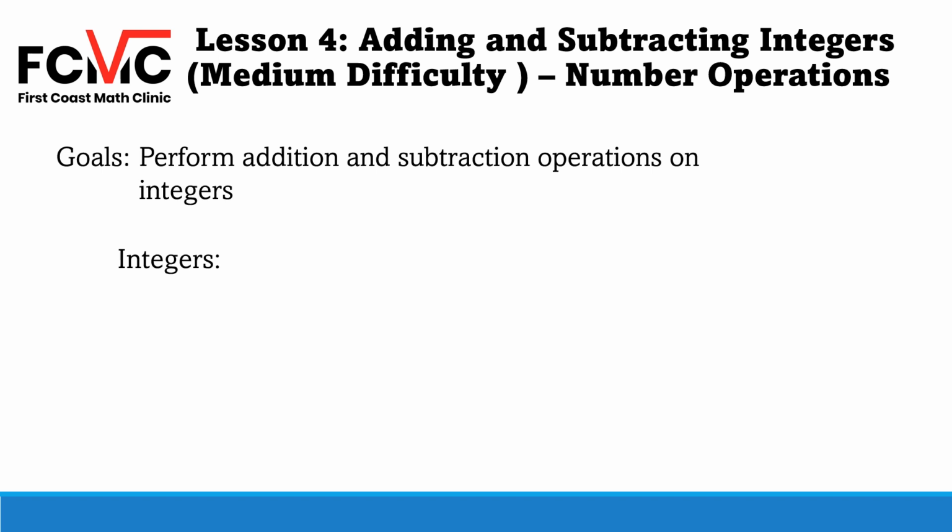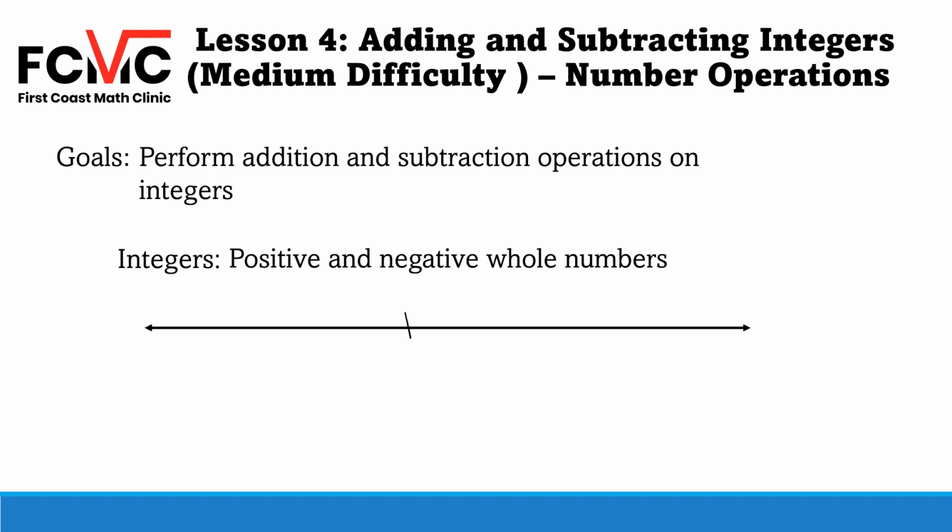So just a quick review on integers. We know integers are positive and negative whole numbers. I have another video that covers integers and types of numbers. But for integers, if we start with 0 in the middle, we've got our positive values to the right, negative values to the left. So we can have 1, 2, 3, 4, 5, and so on, and then the negative equivalent to the left, -1, -2, -3, -4, -5. So positive and negative values, and we don't have fractions or decimals.